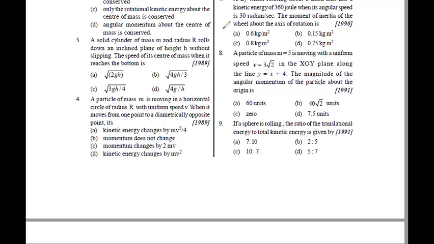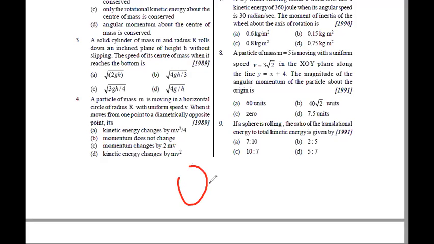Now, fourth one, right? Let's see question of fourth. A particle of mass m is moving in horizontal circle of radius r with uniform speed v. When it is moved from one point to opposite, then think about it. Kinetic energy changes by half mv square by 4. Right? Tell me. It's simple, right? What will happen? Tell me. What will happen? What is the answer? Fourth one.